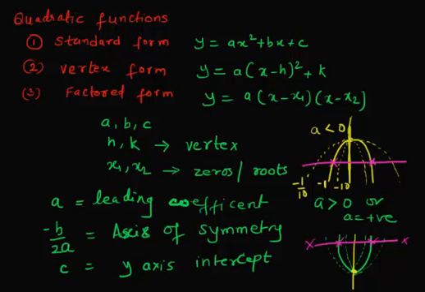The y-axis intercept is represented by c. The axis of symmetry is represented by minus b by 2a. The vertex is represented by h, k, which can also be written as this. If we want to write it using the coefficients of the standard form, then we write it as minus b by 2a, and the k is nothing but the function value corresponding to minus b by 2a. We are going to learn about all these things in detail in the coming videos, so keep watching.